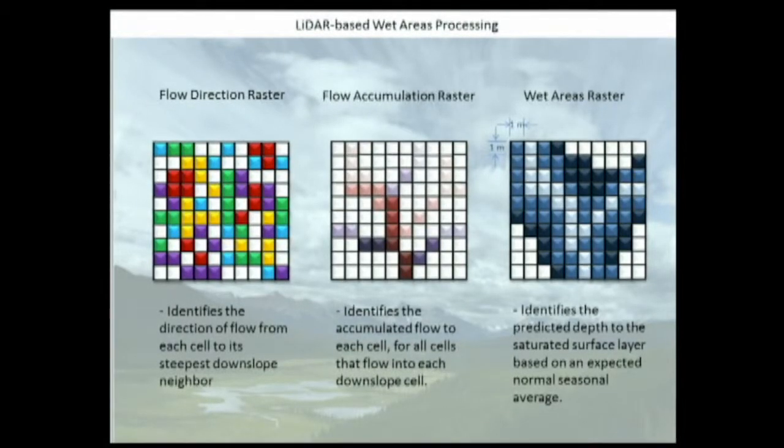So just to refresh your memory, these are three of the different data layers that are delivered with the wet areas mapping project, which are the flow direction raster at 1 meter resolution, the flow accumulation raster, and the predicted wet areas raster.